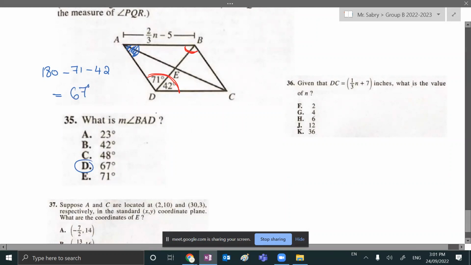That's for the first part, 35. Any questions there? Nope.